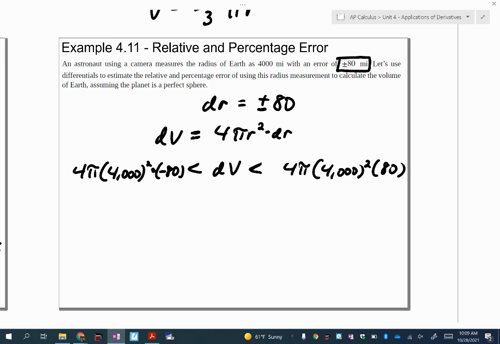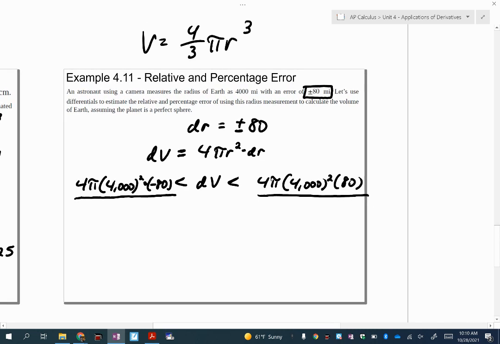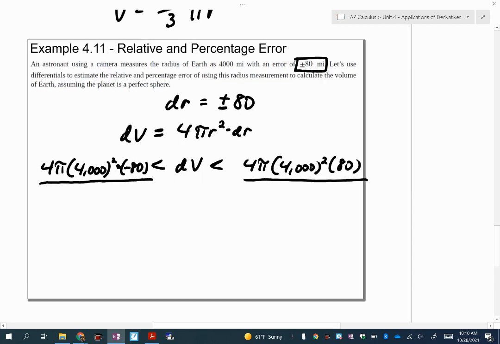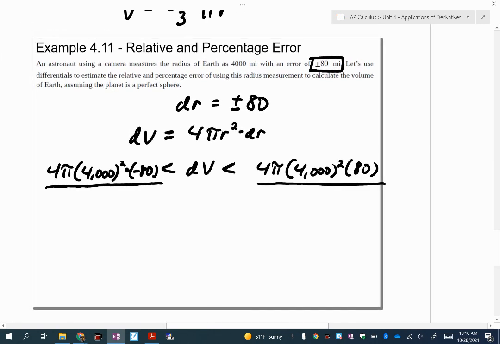All right, and this can be more helpful usually, because if you just tell me how much error happened, okay, great. But if you tell me that relative to what I expected it to be, I could actually quantify whether that was a big deal or not a big deal. So I'm going to divide both sides here by the volume if I were to assume that the radius is actually 4,000 miles. So I'm going to multiply times 4/3 pi, and then my radius is 4,000 cubed. Same thing on this side.